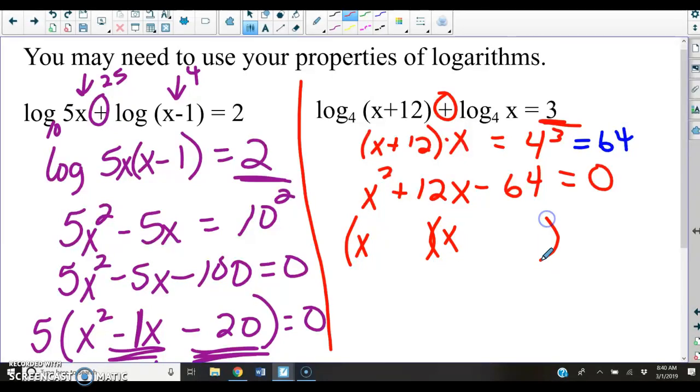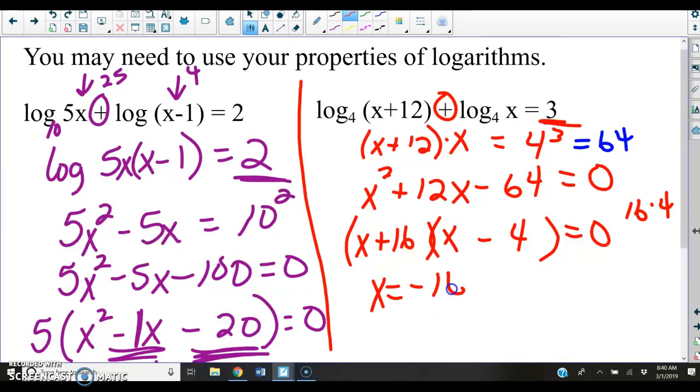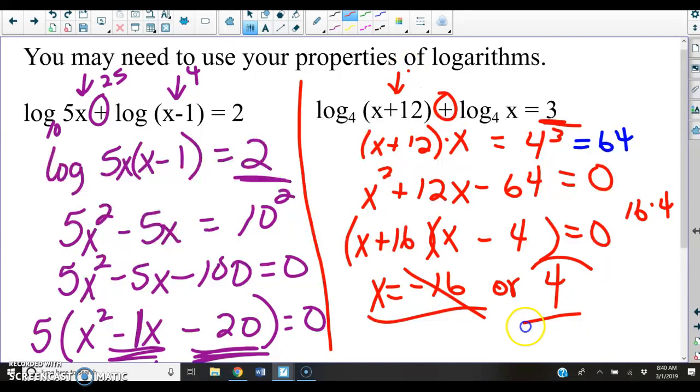Product is 64, and I think that's going to be 16 times 4. Go ahead and check it. It's like a positive 16 and a negative 4. Zero product property is what tells us that x is either negative 16 or positive 4. Well, as soon as we try the negative 16, I'm going to be taking the logarithm of a negative 4. It's not going to work. So this one gets eliminated. But the 4 does work, because then I'm taking the log of 16 and the log of 4. Well, works. So x is 4 for that one.